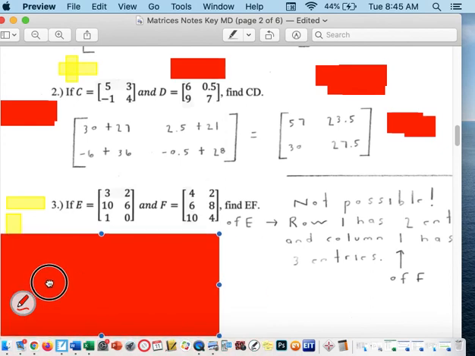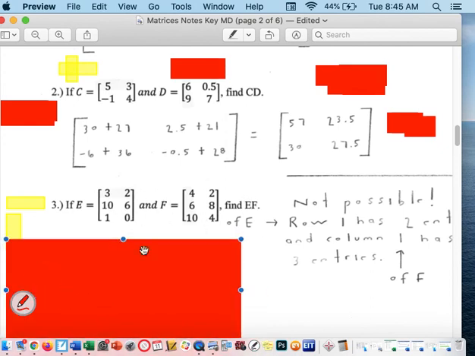This is an example of a problem that is not possible. Okay, so we have to check the rows and columns. It's not possible because row 1 has 2 entries, like my rows, but the columns has 3. So I would take 3 times 4 and 2 times 6, but I wouldn't have another number here to take times the 10.